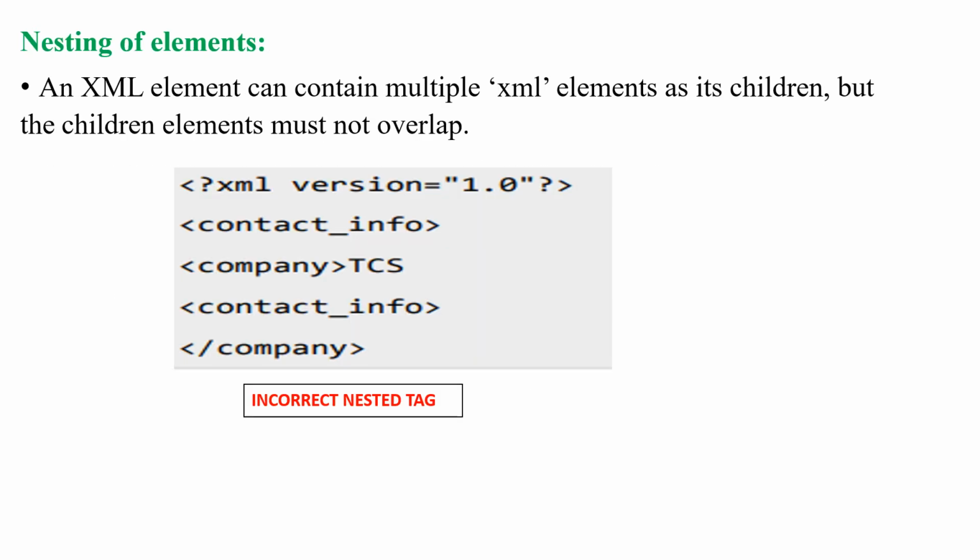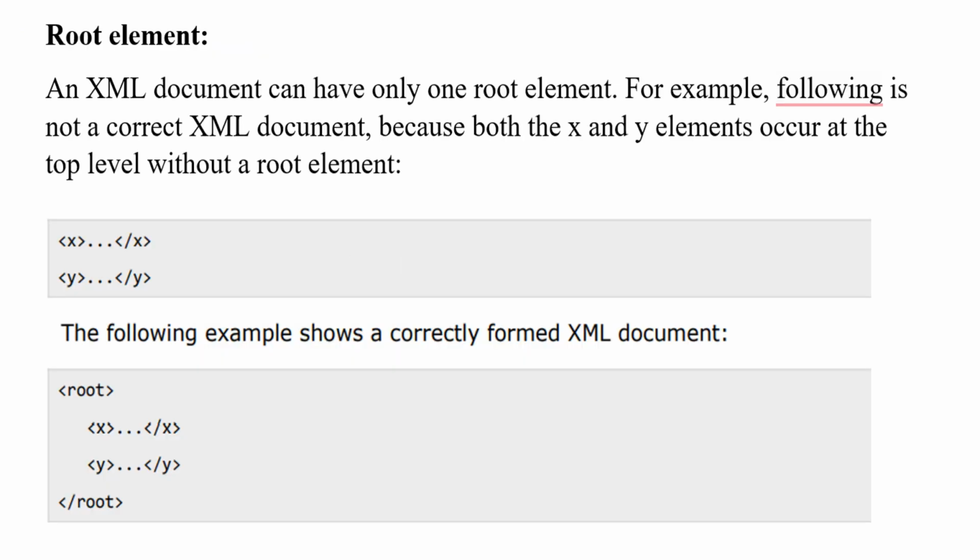Next is nesting of elements. An XML element can contain multiple XML elements as its children, but the children elements must not overlap. The user can use multiple child elements, child tags, but they should not overlap. They should be properly opened and closed. This is the one criterion we should concentrate on while nesting elements.